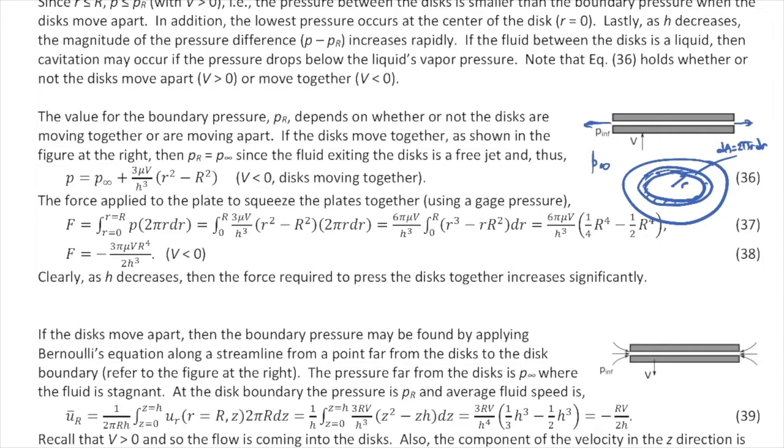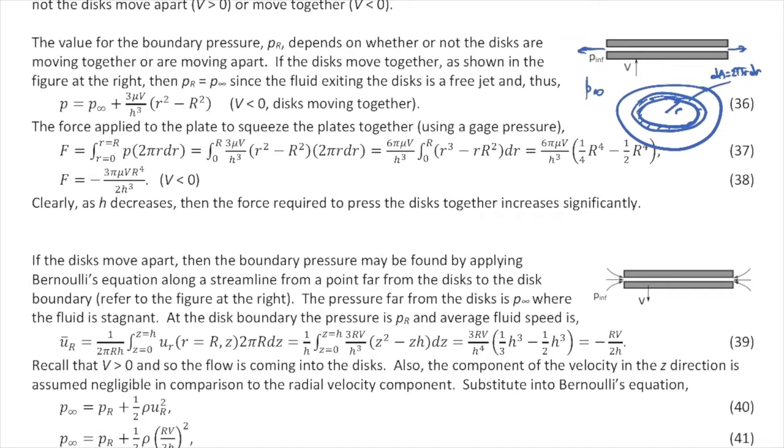Now, this is for squeezing the plates together, but what happens in our case when we're pulling the bottom plate down? In this case, the boundary condition's a little different. So up here we had a free jet where the gas was being squeezed out. And we know that for a free jet, the pressure in the jet is the same as the surrounding pressure, P infinity. But when we're separating the plates, so the bottom plate is moving down, we're actually pulling fluid in from the surroundings. It's no longer a free jet. So the pressure right at the boundary is not the same as P infinity. It's a different boundary condition.